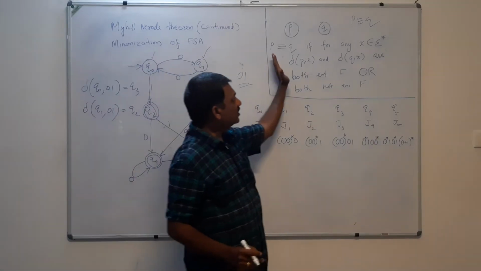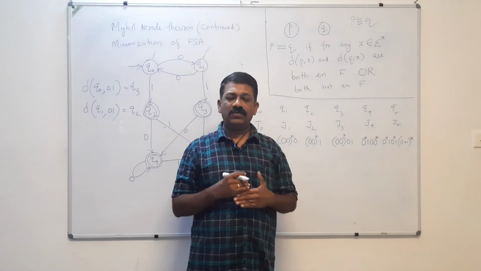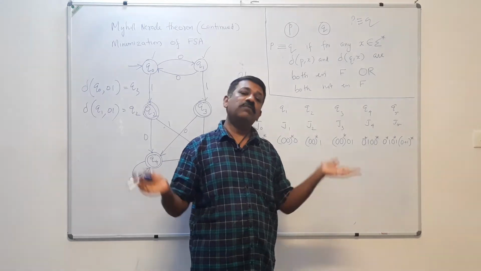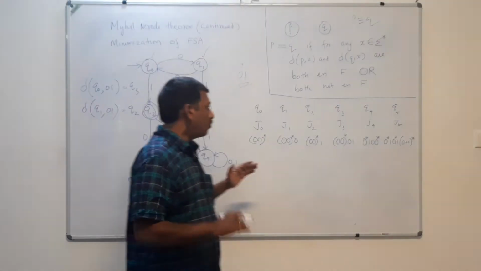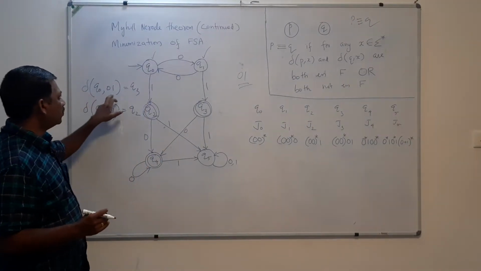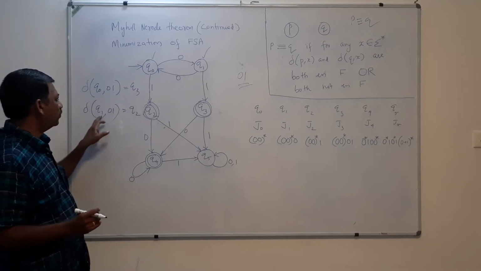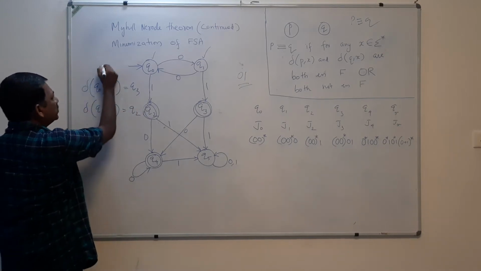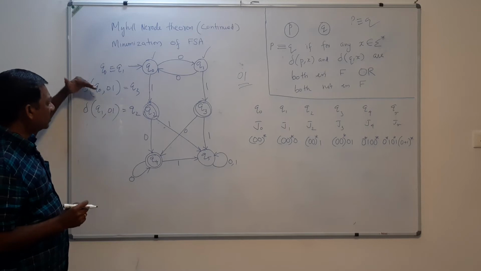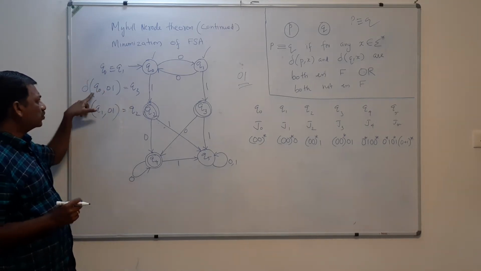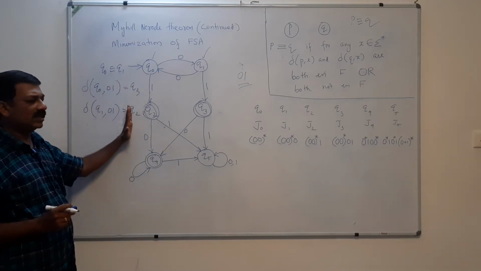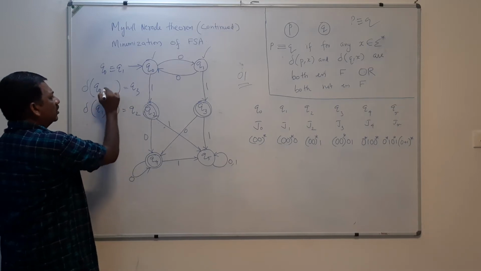That means our condition is for any input string you have to find out the transition and either both of them should be accepted or both of them should be rejected. That means one final state and one non-final state is not allowed. Here delta of Q0 on 01 is Q3 and delta of Q1 on 01 is Q2. Those are final states.